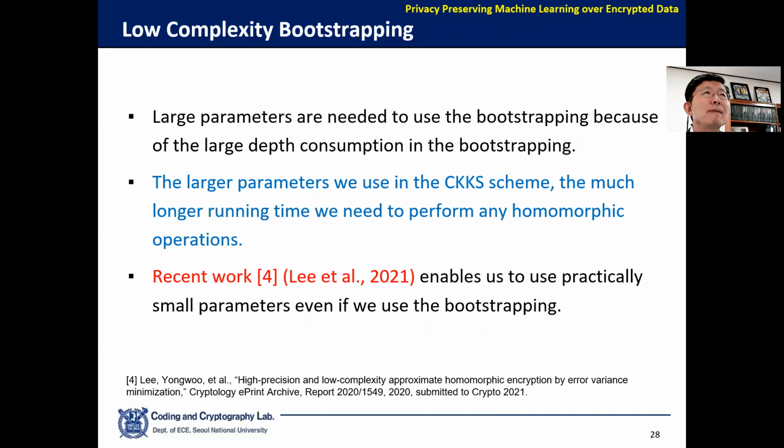So how can we implement low complexity bootstrapping? Large parameters are needed to use bootstrapping because of the large depth consumption in bootstrapping. The larger the parameters we use in the CKKS scheme, the longer the running time we need to perform any homomorphic operation. Recent work by Lee et al. enables us to use practically small parameters, even if we use bootstrapping. This paper was submitted to Crypto 2021.